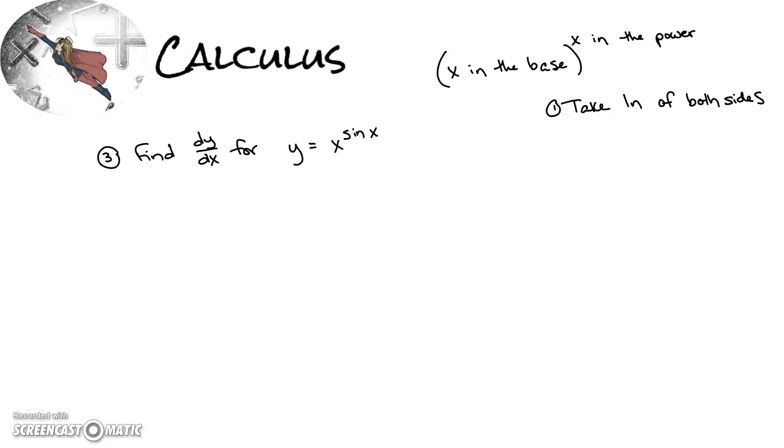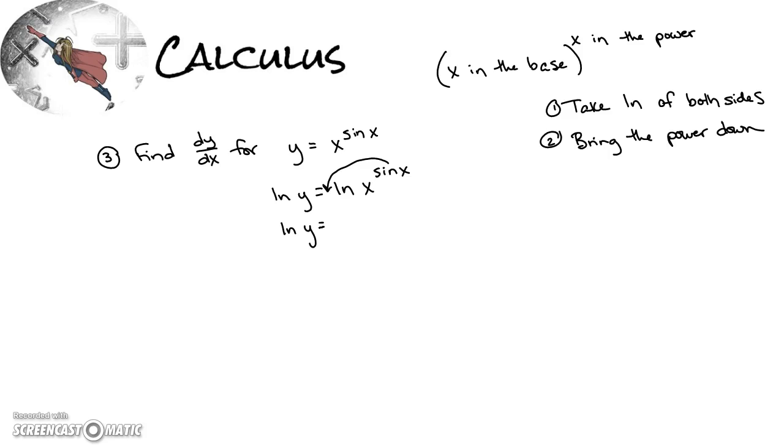So our first step is to write ln of y equals ln of x to the sine of x. Now the second step is always going to be the same. Bring the power down. And that's just a property of logarithms. We can take this power and stick it there. So ln of y equals sine of x, ln of x.